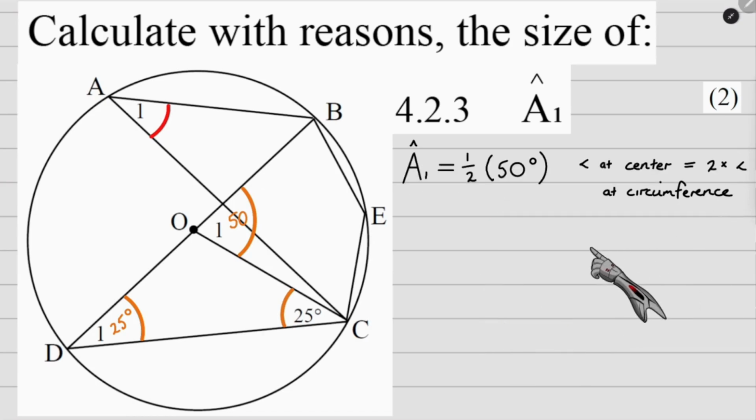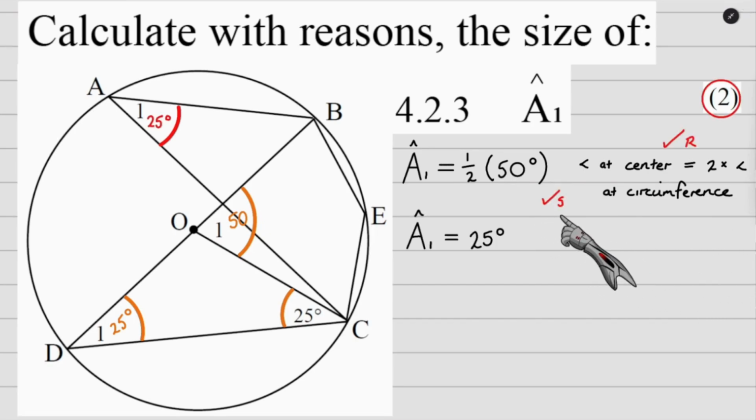And we're going to write up our statement just like this. A1 equals half the size of O1, which is 50. And our reason is angle at center equals 2 times angle at circumference. And then half of 50 gives me 25. Your first mark will come from the statement, second mark will come from the reason. And if your brain is better at recognizing shapes, this does form like a bow tie of a shape sometimes. I find that a little bit unreliable because it's not always a bow tie.